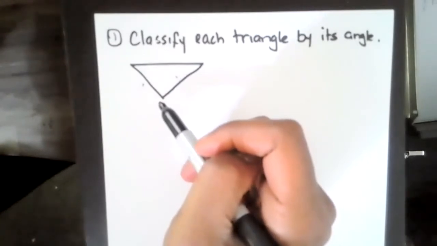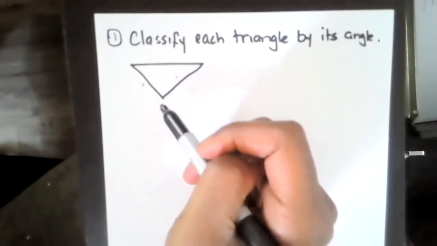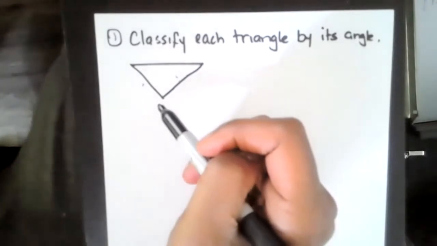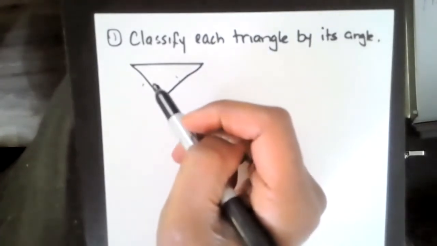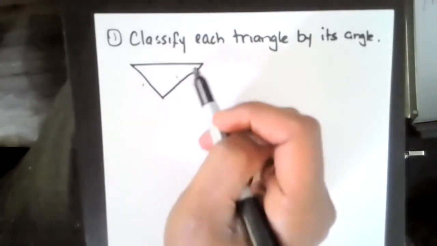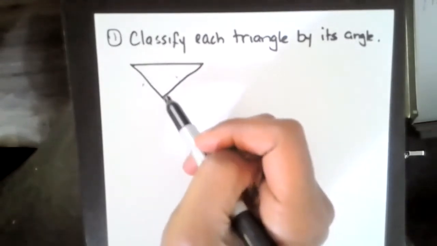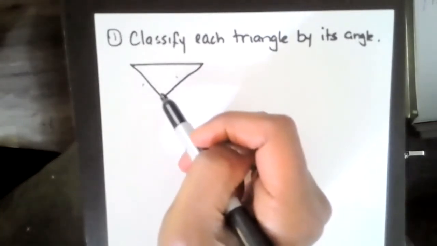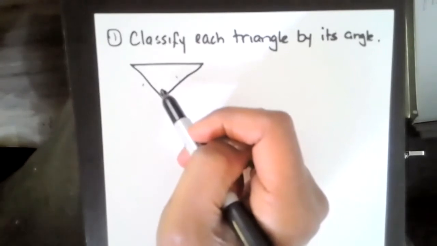Is it an obtuse triangle? What would be an obtuse triangle? Any triangle that would be greater than 90 degrees in any of its corners? Or is it an acute triangle? Anything that is less than 90 degrees in its corners.